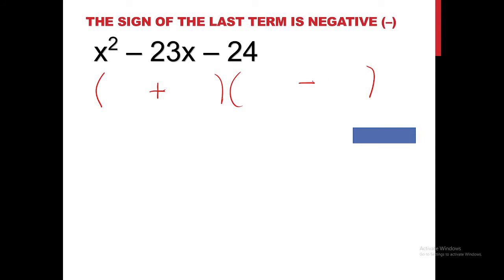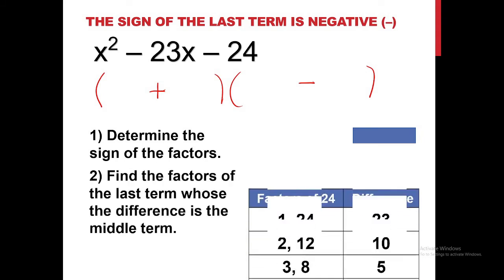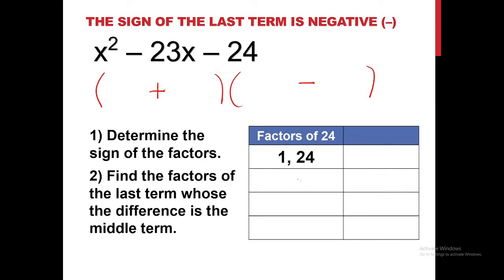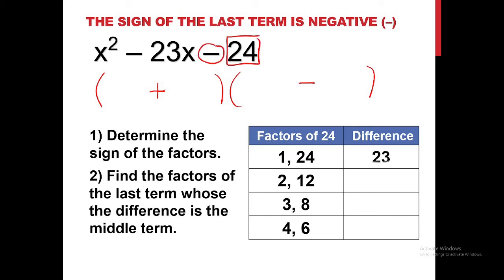Plus minus, right? For minus minus. Okay. Now, let's get the factors of 24. There you go. Sorry. 3 and 8, 4 and 6. And their difference. So, the factors of 24, minus. We'll get 23, 4, 10, 5, and 2. Which among these factors are you going to use?